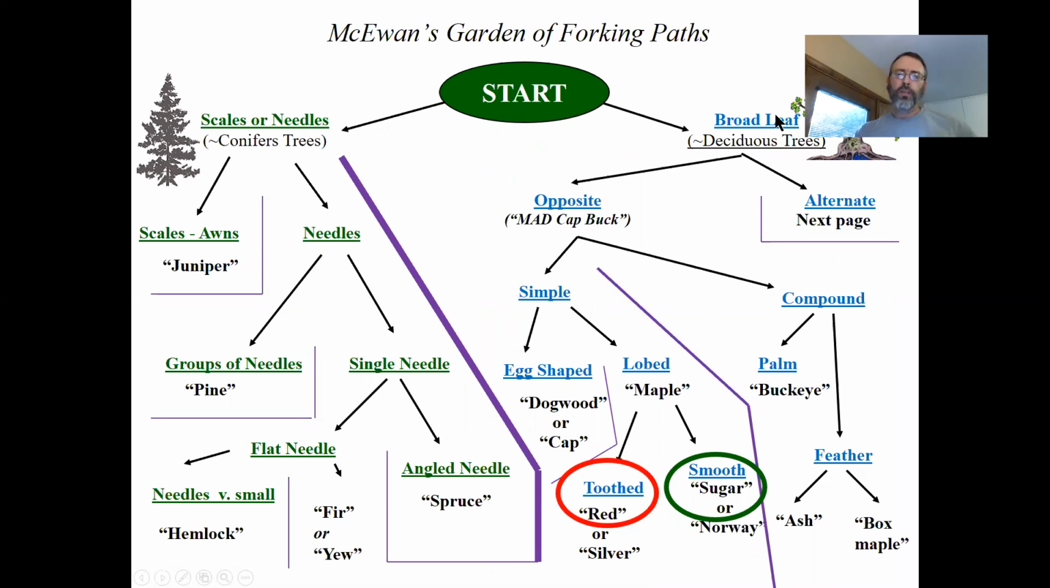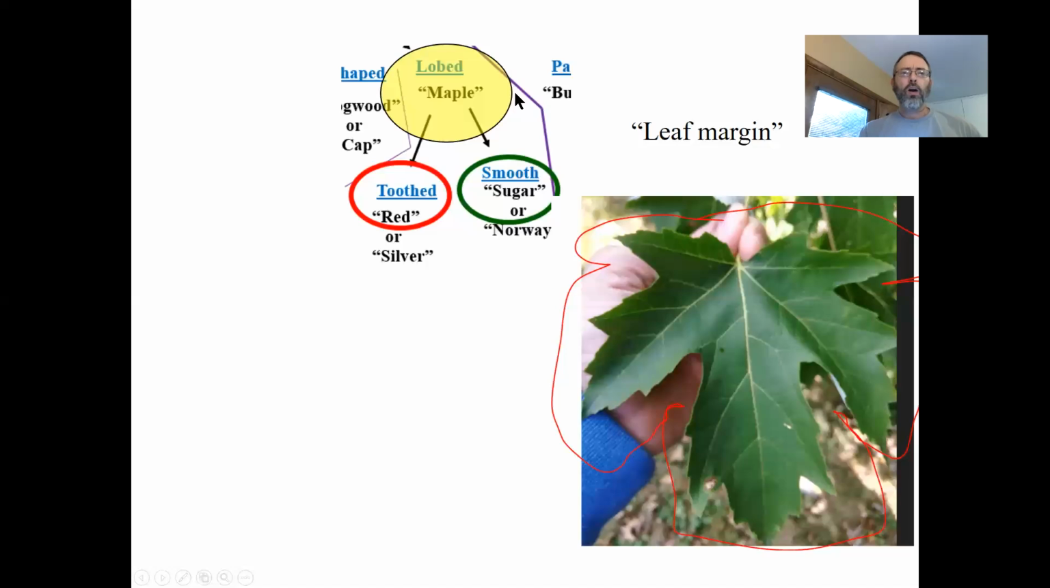So we've come down this broadleaf, opposite or alternate, opposite. Simple versus compound, simple. Egg leaves are lobed, then down to the next, toothed or smooth. So this is forking and forking and forking again. Okay, so in this case, we've got a lobed leaf. Here are the lobes. It doesn't look like an egg shape. And now we need to know whether it's toothed or smooth.